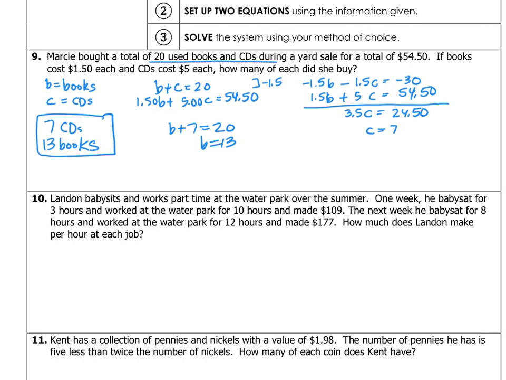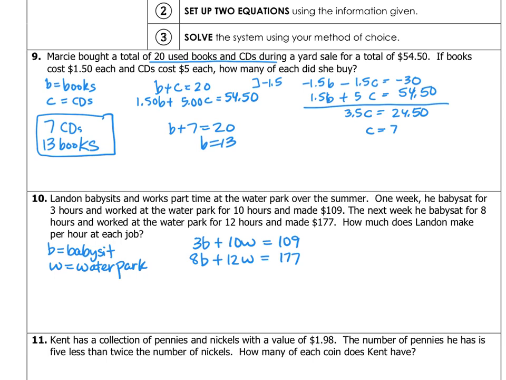Okay, so I'm going to let b be babysitting and w for the water park. So let's see, babysat 3 hours. So 3 hours babysitting plus 10 hours at the water park, and it got him $109. The other one, 8 hours babysitting plus 12 hours at the water park, and he earned $177. So those are our system of equations. So now we solve it.